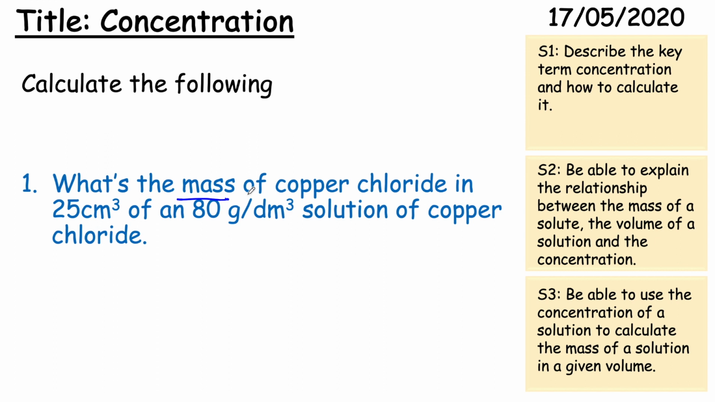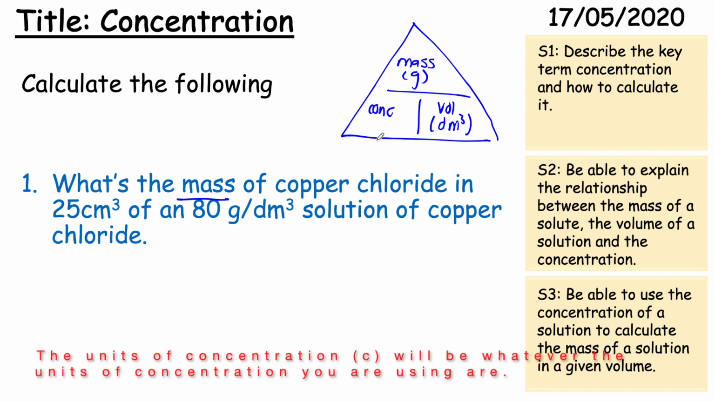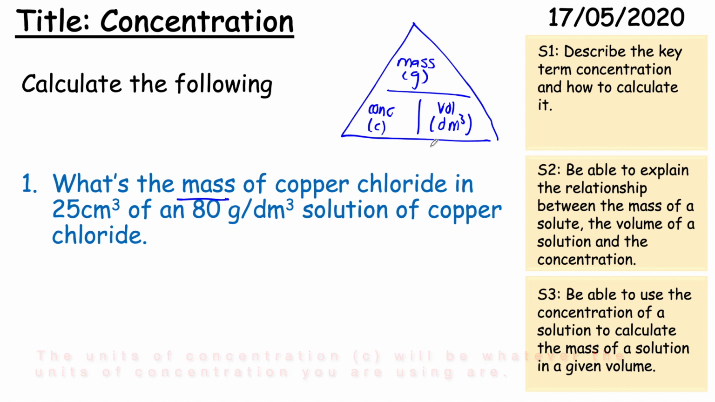Right, so hopefully you've had a go. And if we use our calculation triangle, I'll write it up here. Remember, mass in grams divided by the volume in decimeter cubed gives us our concentration. I'm going to write conc for short. And if we cover up the one we want, in this case mass, we'll see that it's concentration times volume, which we can do. So concentration times volume, 80 grams per decimeter cubed.